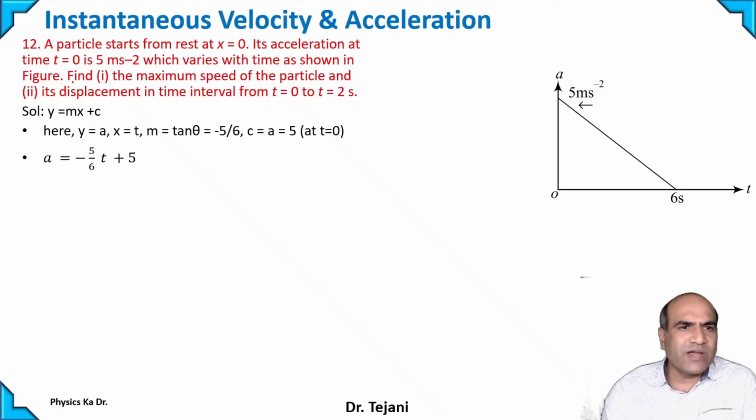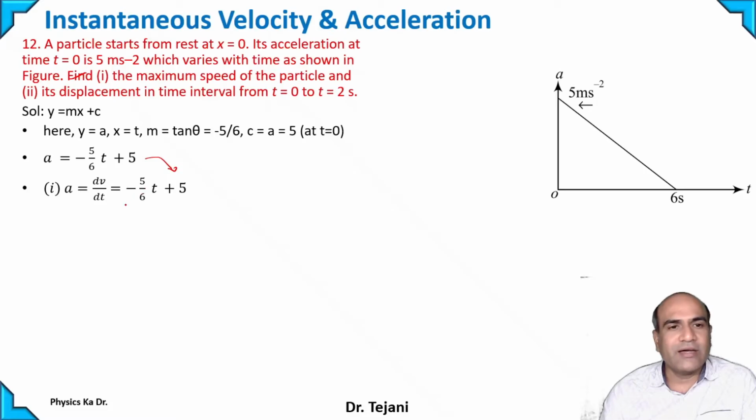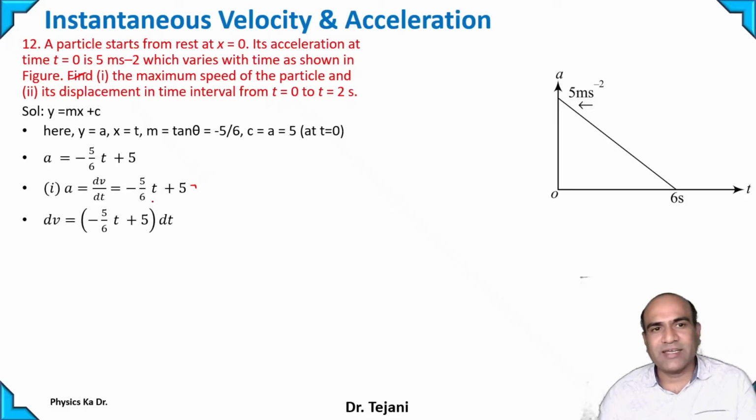Now let's find the maximum speed first. That means we need to have velocity. So we know that acceleration is equal to dv by dt. So put this value here, and what next? dv is equal to the expression times dt, putting dt on the opposite side, and integration is required.